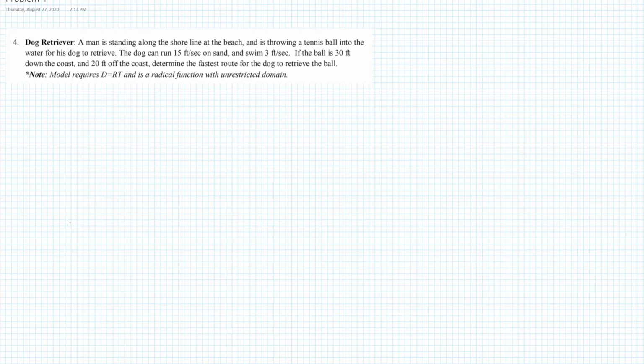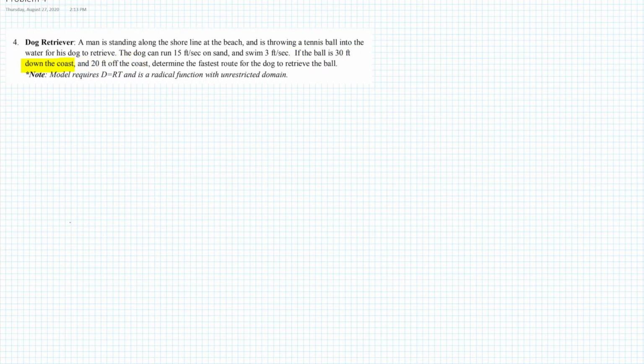All right, so in this problem we have a man standing along the shoreline, and he's throwing a tennis ball into the water for his dog to retrieve. The dog can run 15 feet per second on sand and swim 3 feet per second. If the ball is 30 feet down the coast and 20 feet off the coast, determine the fastest route for the dog to retrieve the ball.